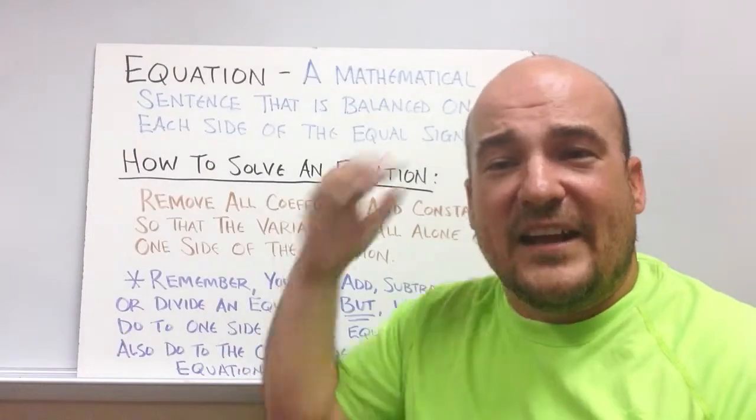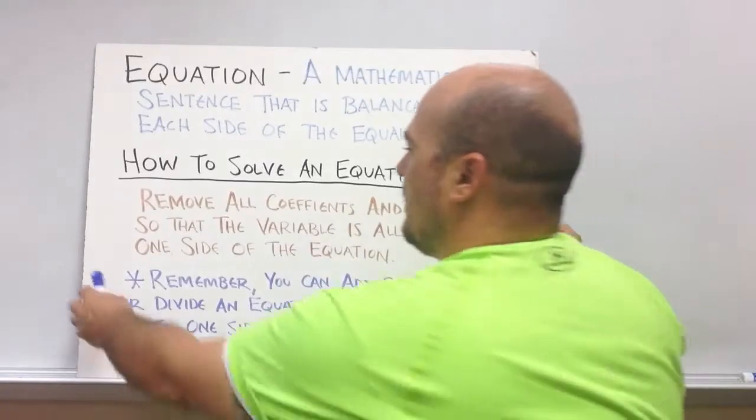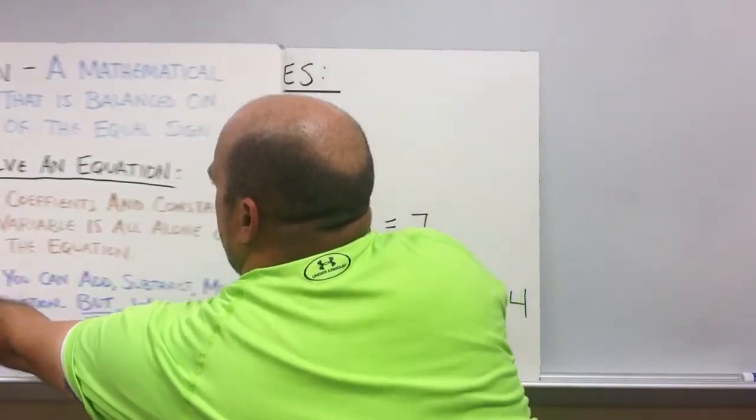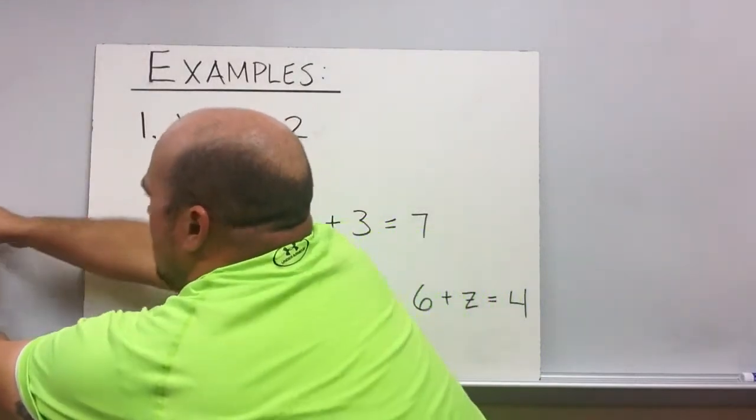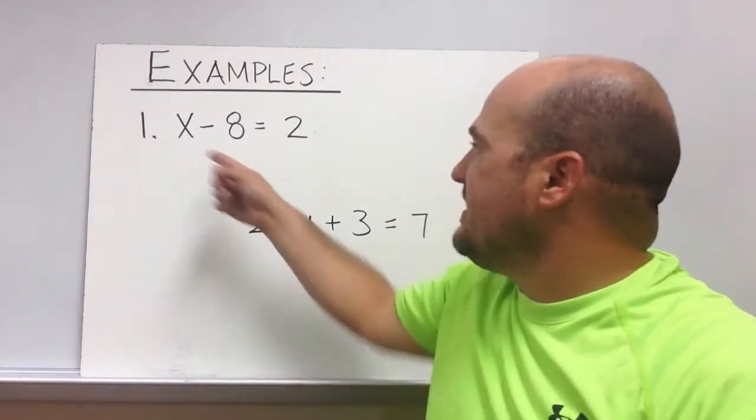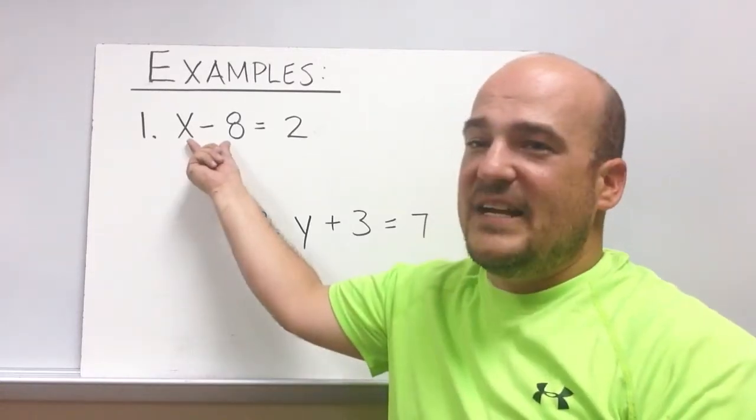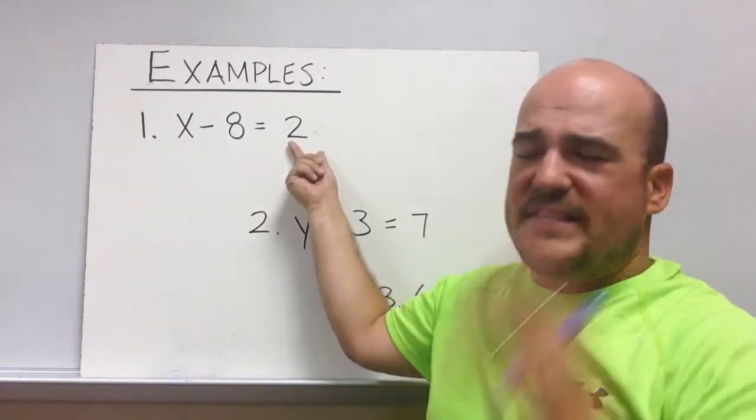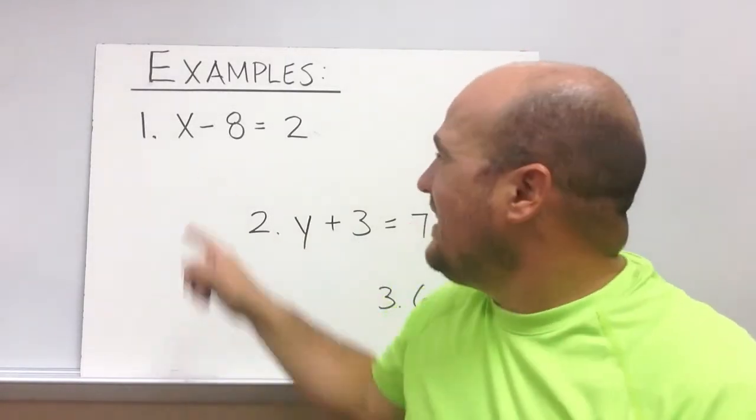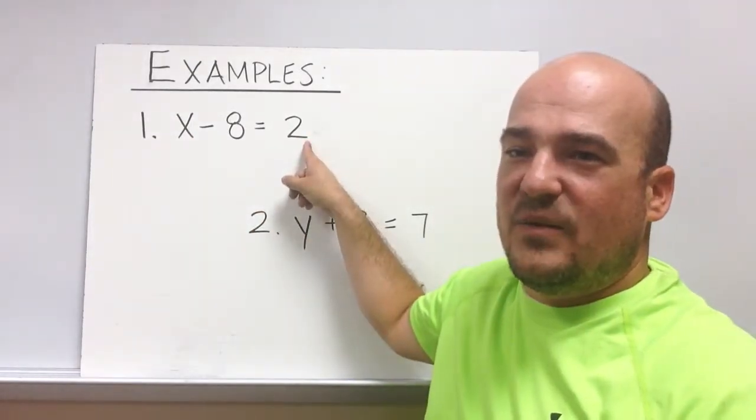So let's look at a couple of examples to see how it works in action. Okay, here we go. I have 3 examples here. The first one is x minus 8 equals 2. There's an equal sign, so that means this side of the equation has to be equal to this side of the equation. They have to have the same value. And I can change this side of the equation as long as I also do the same thing to this side of the equation.